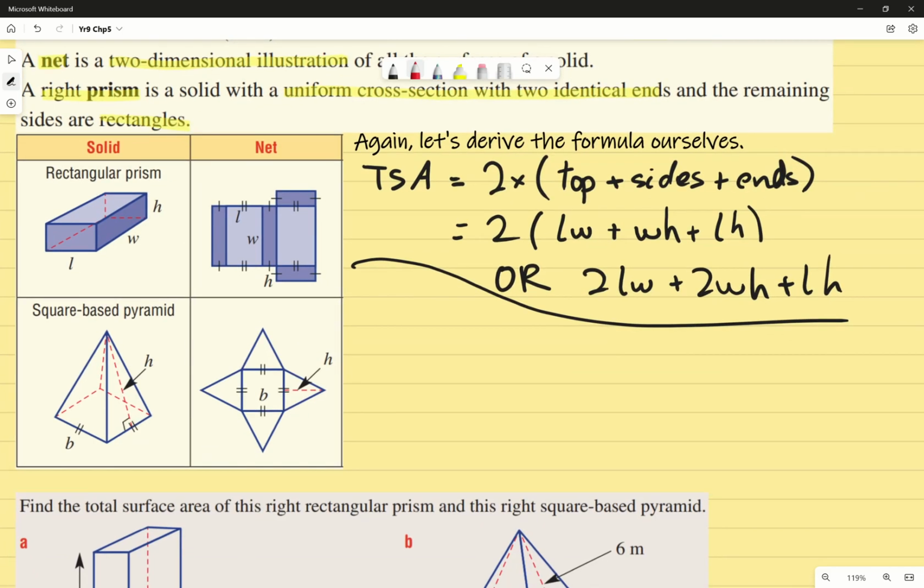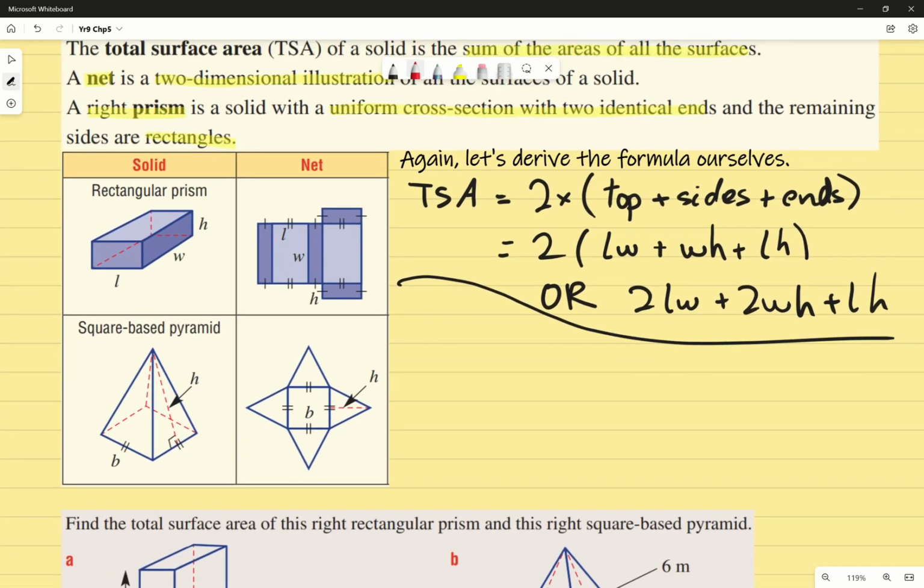Okay. So let's look at the square-based pyramid. Similar idea, except for the total surface area of this one, we know that equals the base, that's the bottom part, plus 4 times a side.